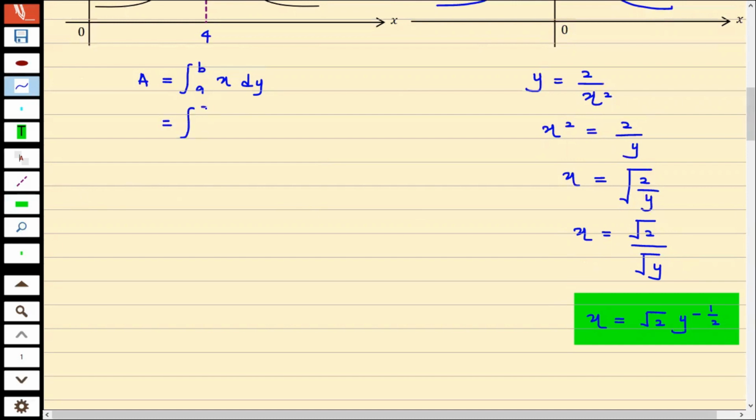Okay, B and A is 9 and 4. So your x is the square root of 2 with the y to the negative 1/2 dy. Okay, got it, guys? We're going to integrate this. So when you integrate, you're going to get the square root of 2. Okay, this one you need to plus 1, right? Negative 1/2 plus 1 is going to be positive 1/2. That 1/2, don't forget, need to divide here.